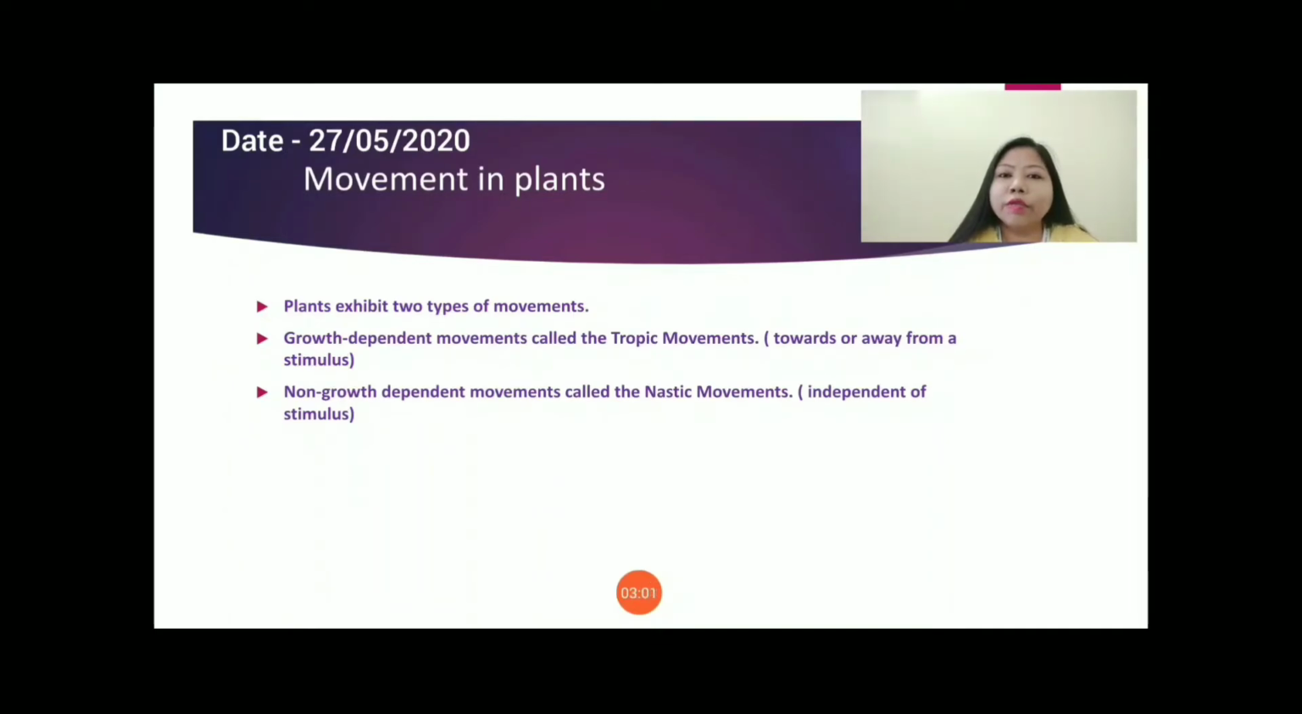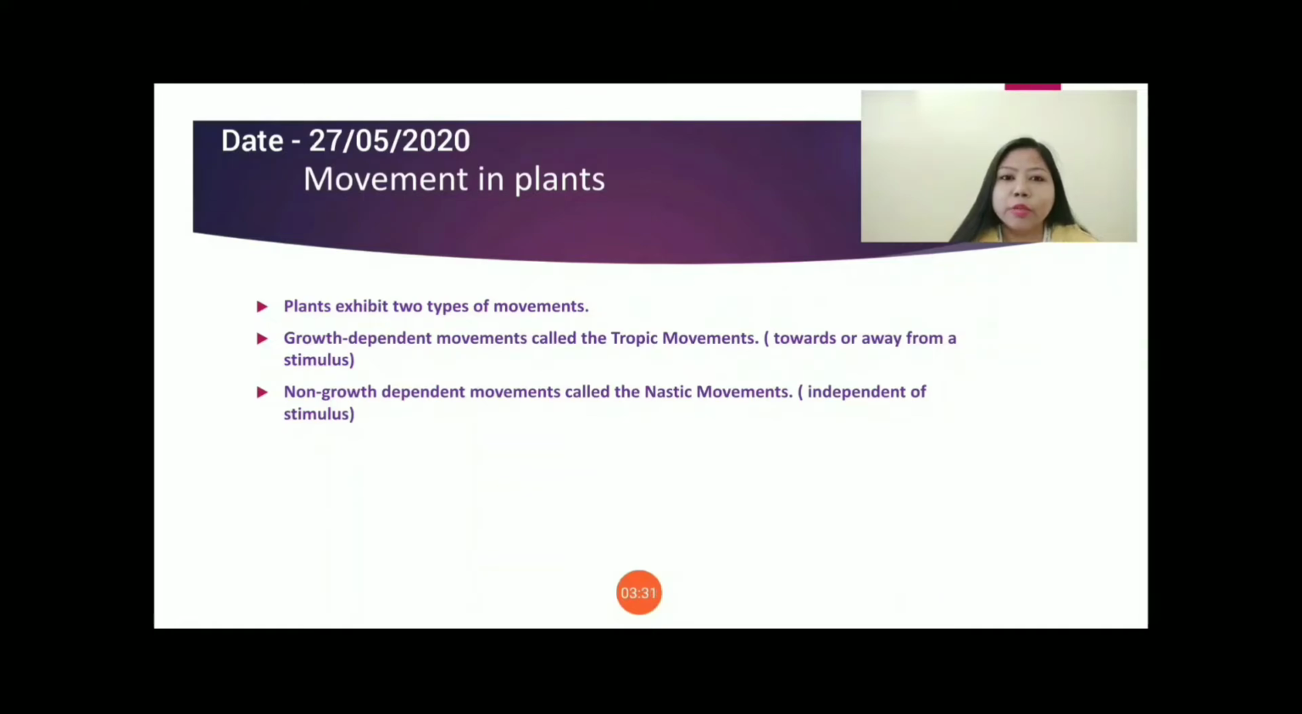And you will also find that the movement in the roots and the shoots of the plant is directional. It moves towards a particular direction, but such direction is not seen in the mimosa plant. Yes, so we'll be discussing the different movements in plants, how plant parts move. So plants exhibit two types of movements.